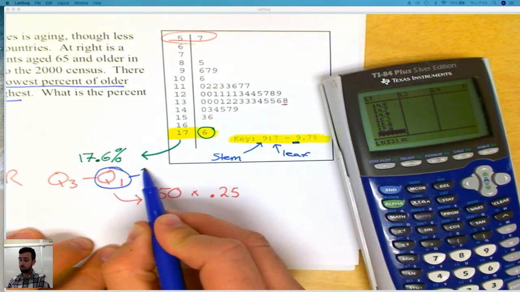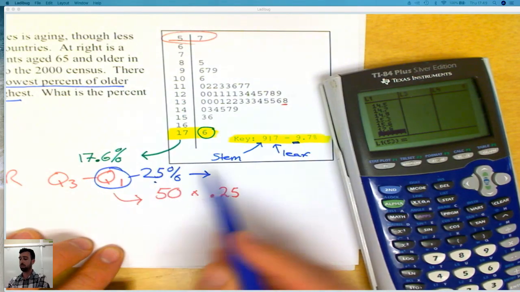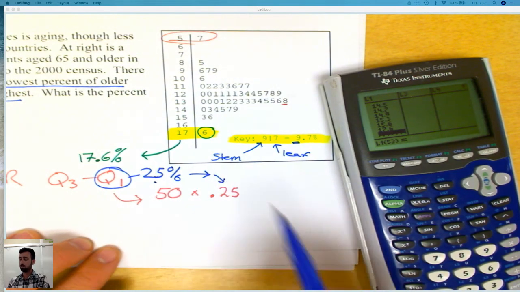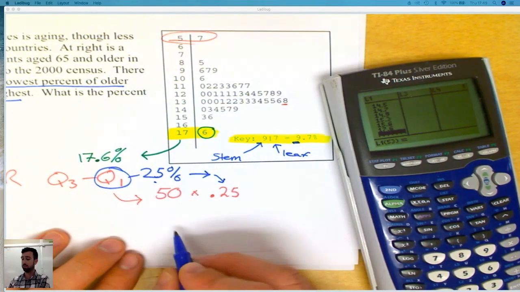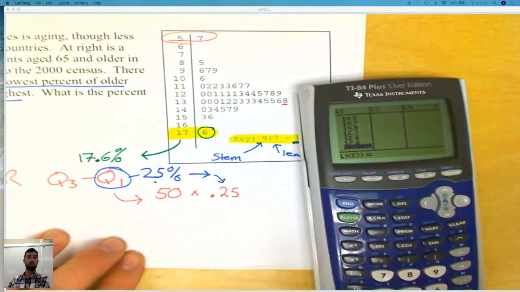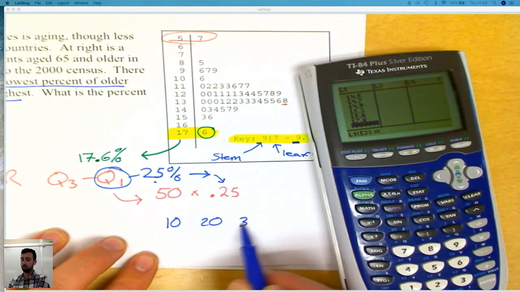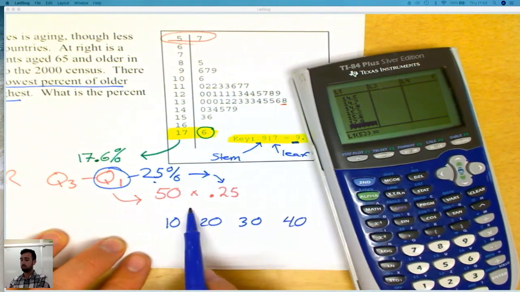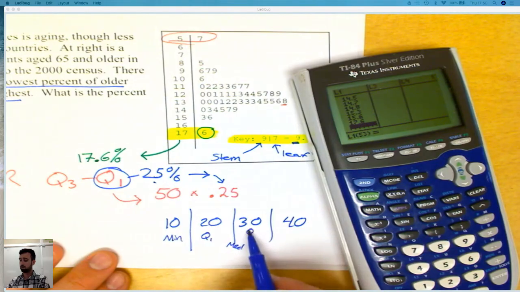Q1 is the 25th percentile. So if I convert the 25th percentile to a decimal, it's going to go to 0.25. You can think of it like this. Let's say I have 4 commute times. One time it took me 10, 20 minutes to get to work, 30, and 40. These are the different quartiles, right? This is the min. This is Q1. This is the median, Q3, and the max.